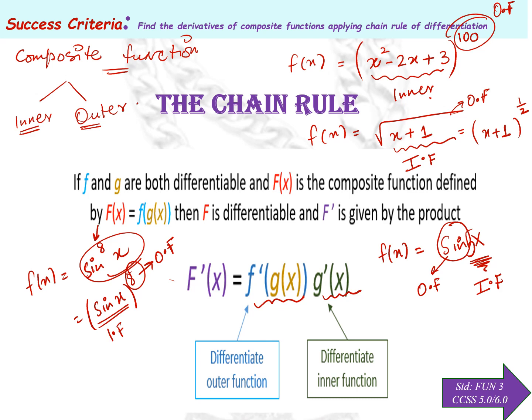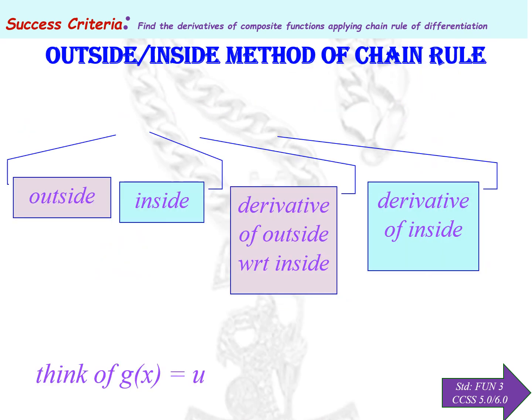We are asked to take the derivative of a function which is written in the form of a composite. So let's suppose there is a function x cube plus 2 whole power 3. Now this is a composite function. Here you can see that this is the inner function and the power is the outer function. The first thing is that you have to take the derivative of the outer function with respect to x. So the outer function is the power, right? So we have to apply the power rule.